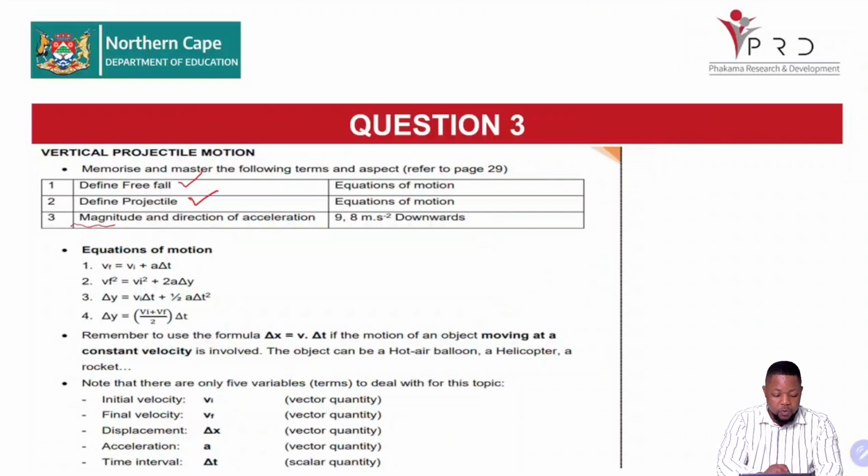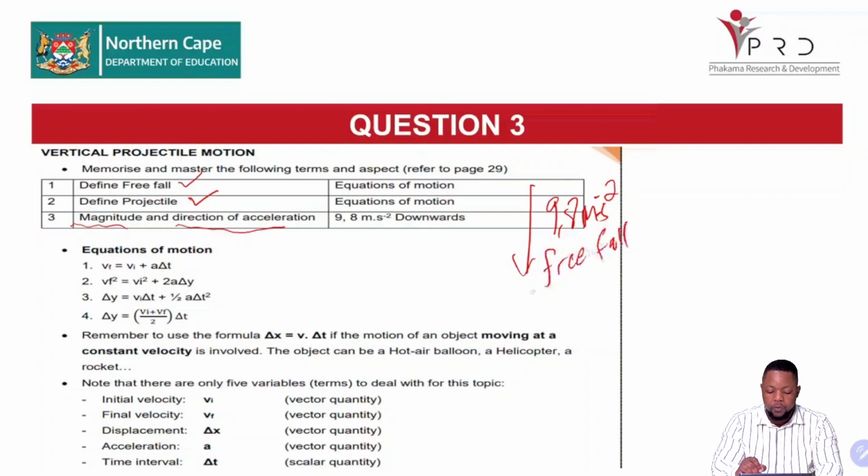Now, magnitude and direction of the acceleration is very important. You need to know that your acceleration is always downwards and is always 9,8 meters per second squared for all objects under free fall. Now, you will get your hot air balloons that are not under free fall, but the 9,8 meters per second squared applies for all objects that are under free fall, with only gravitational force acting on them. Now, whether your object under free fall is going upwards or downwards, the gravitational acceleration is always downwards and is always 9,8 meters per second squared.